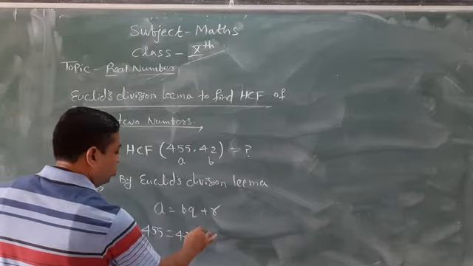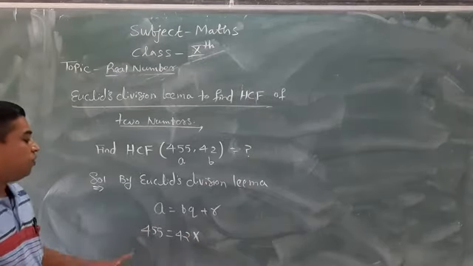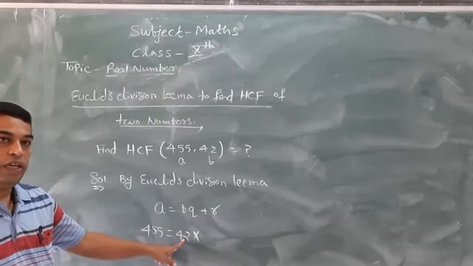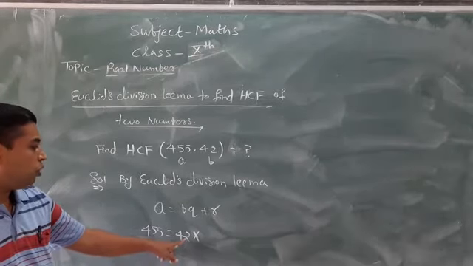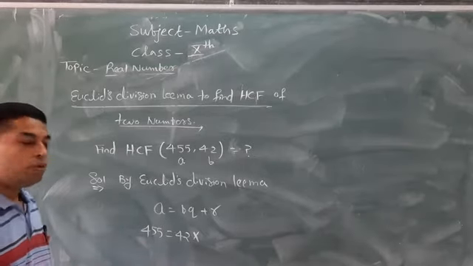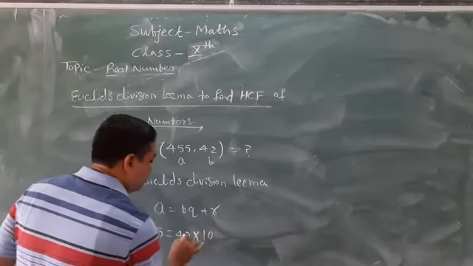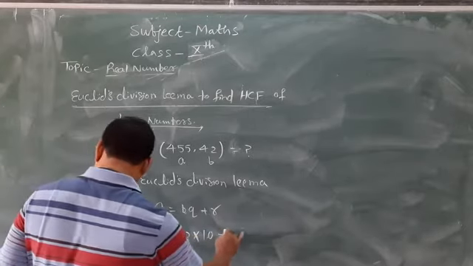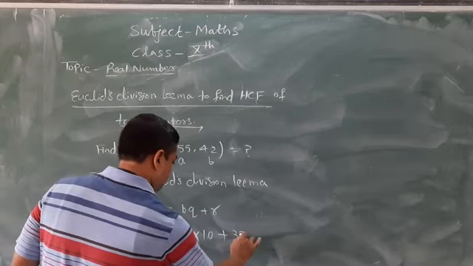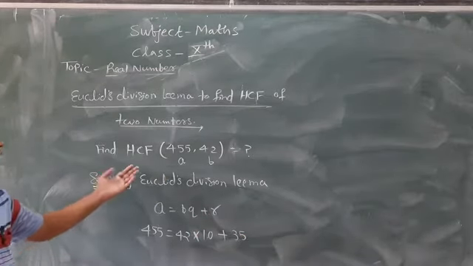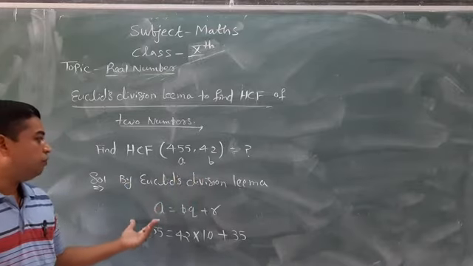Now try to divide. How many times is 455 divisible by 42? If we take 10 times, 42 into 10 will be 420, and if we take 11 times it will be more. So we take 10 times: 42 times 10 is 420, and 35 will be left. So we define these two positive integers by Euclid division lemma.